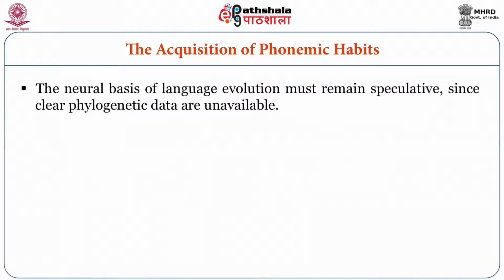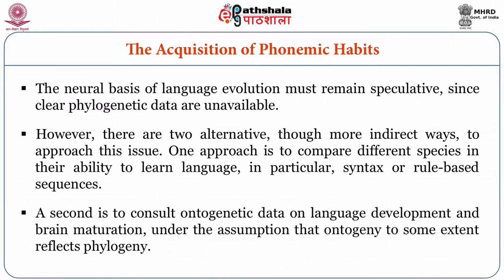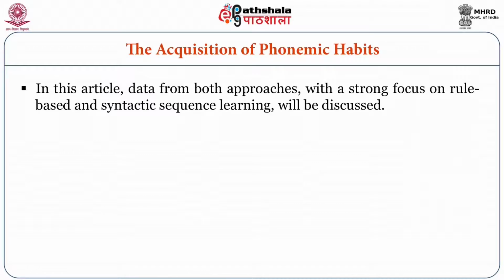The neural basis of language evolution must remain speculative since clear phylogenetic data are unavailable. One approach is to compare different species in their ability to learn language, in particular, syntax or rule-based sequences. The second is to consult ontogenetic data on language development and brain maturation under the assumption that ontogeny to some extent reflects phylogeny. In this module, data from both approaches with a strong focus on rule-based and syntactic sequence learning will be discussed. Let us consider the child as a linguistic adult.